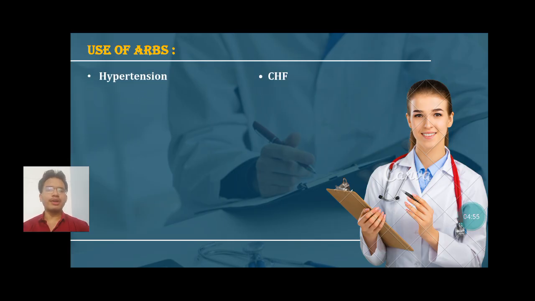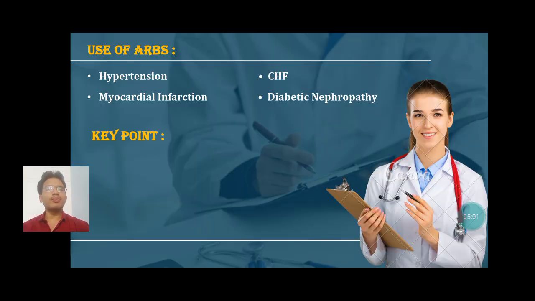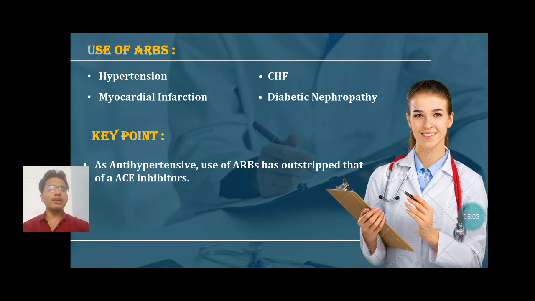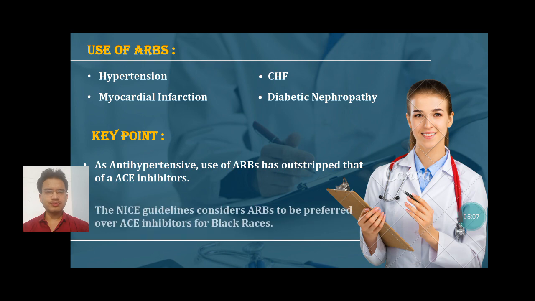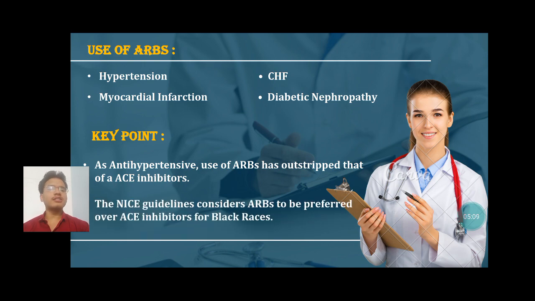Uses of ARBs. They are used in hypertension, CHF, myocardial infarction, diabetic nephropathy. Key point: as antihypertensive, use of ARBs has outstripped that of ACE inhibitors. The NICE guidelines consider ARBs to be preferred over ACE inhibitors for black races.